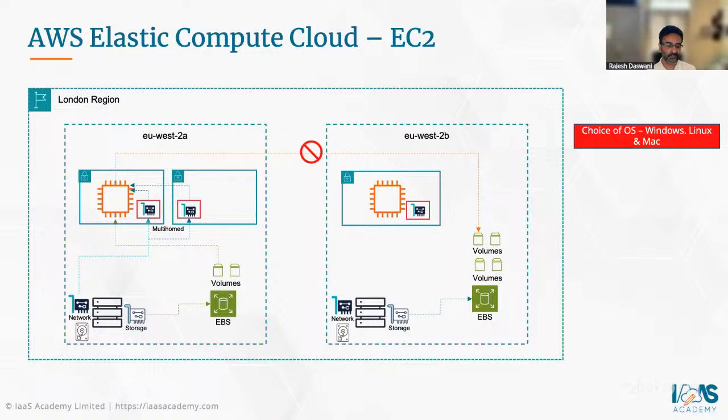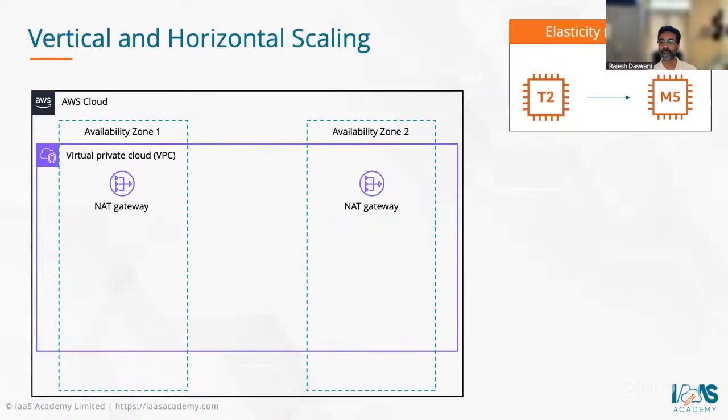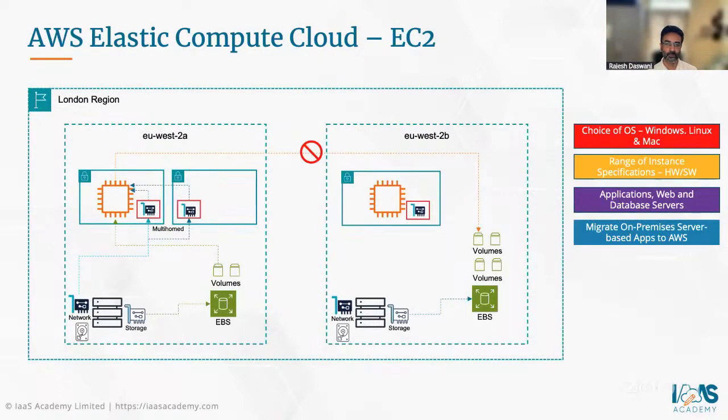So when it comes to choosing an EC2 instance, you need to make a choice on the OS, whether you're going to go with Windows or Linux or even Mac. You've got a range of instance specifications, a combination of hardware and software variations to define your instance family, type and size. You can choose to deploy your EC2 instances to host applications, web, and even database servers, although you should probably consider managed database service offerings like RDS and DynamoDB. You can migrate your on-premise servers to AWS. And those are the key variations and differences in your EC2 instances.